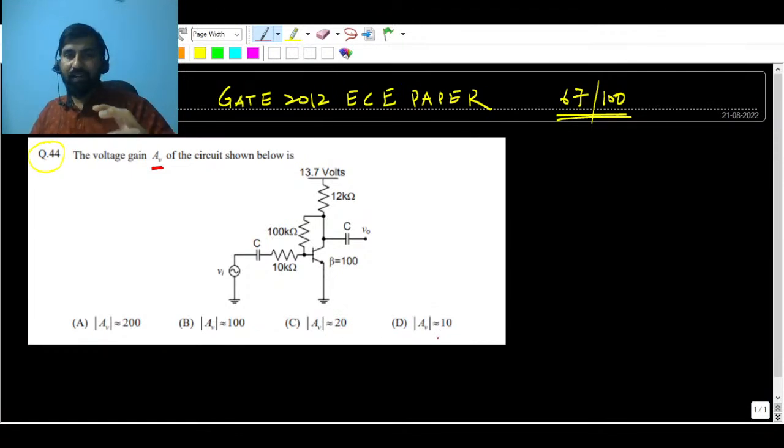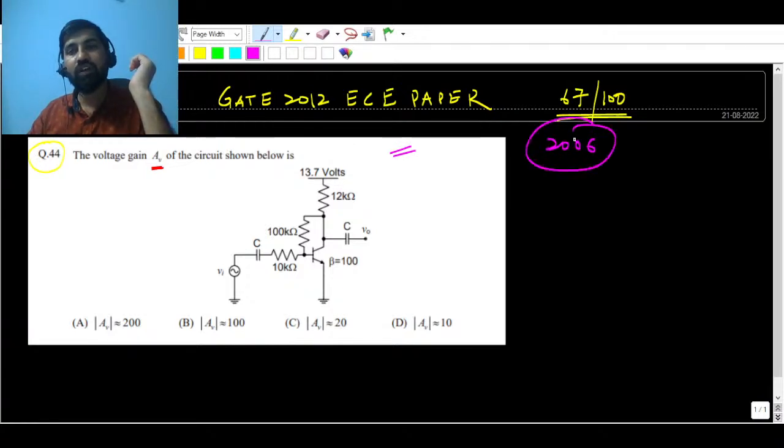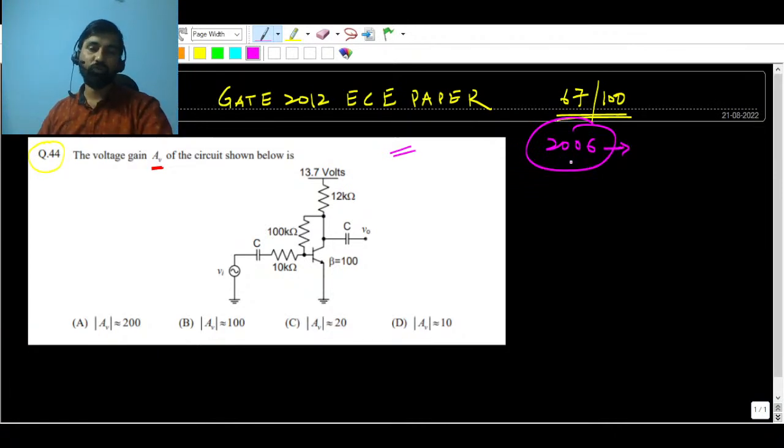This question can be done within 3 to 4 seconds. I'm going to give you an approach which will help you get the answer very closely, within 3 to 4 seconds. This kind of question was also asked earlier in the GATE paper in 2006. If you go back and check the paper, you will find this kind of question. So let's read the question and see what is given here.